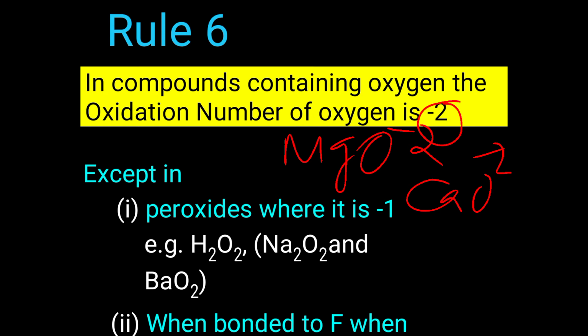peroxides. Peroxides like H2O2 or Na2O2. In all these cases, its oxidation state will be minus 1. And when bonded with fluorine also, it is minus 1.